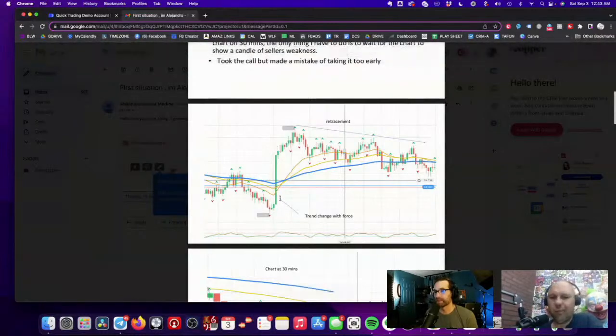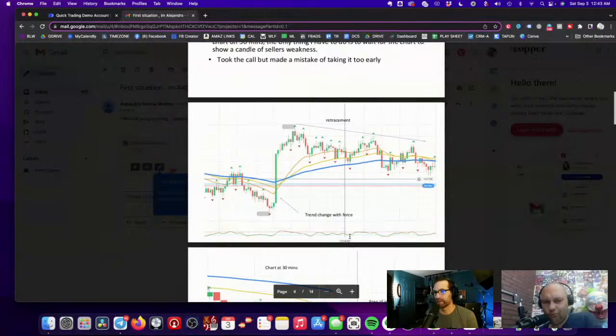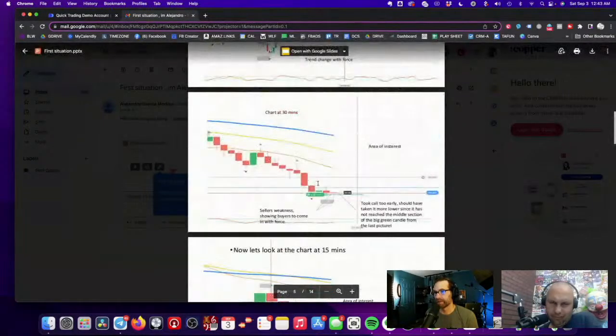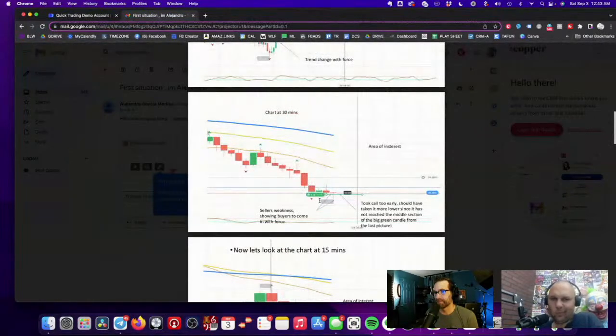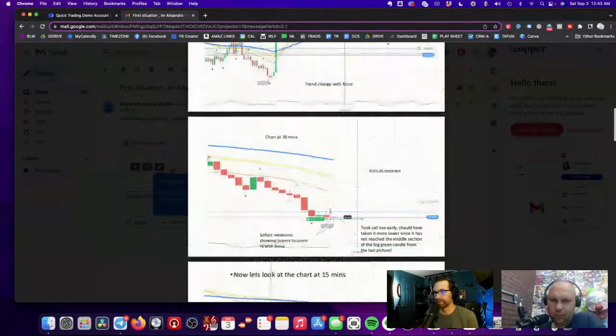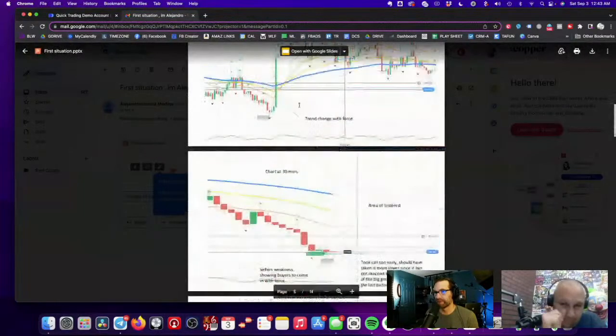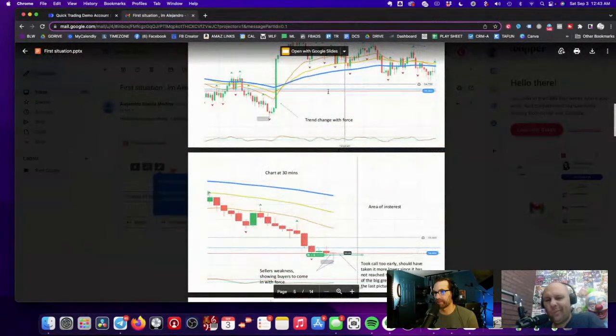So this is like a level where the sellers were selling, and then the buyers got a big pump up here, and then it started to head down this way. That's a retracement. So it's starting to head back down, and then in 30 minutes it's heading down. Then with the sellers' weakness, buyers come in with force. So when it gets down to a certain level based on this candle, I'm guessing that level right here is where these lines are. Okay, it got down to that level.